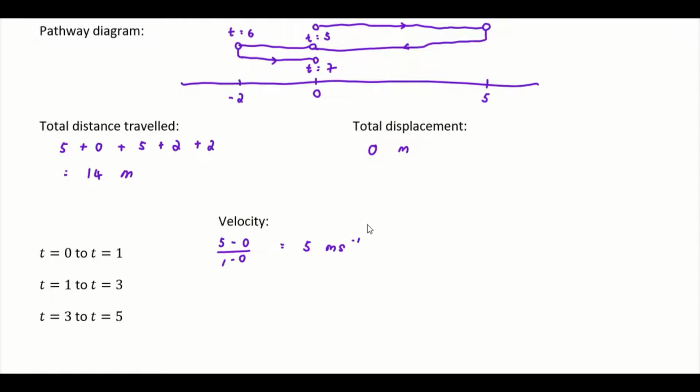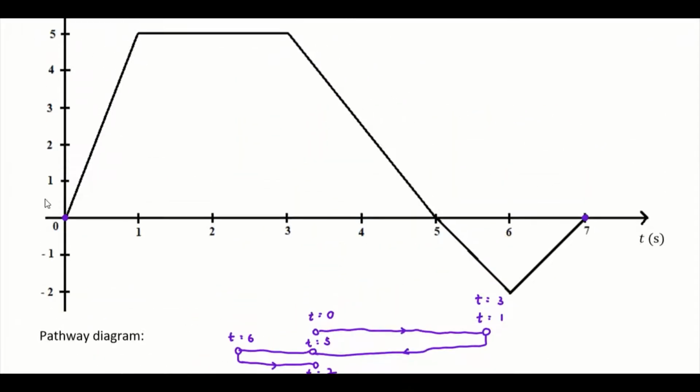Okay, so you can always check it with your graph again. This should be a positive graph, so that's why your answer is correct. The second one is from t equals 1 to t equals 3. So you can see from here to here. Okay, this is a horizontal line. So obviously in terms of mathematics, you already know that a horizontal line will have a gradient of 0.